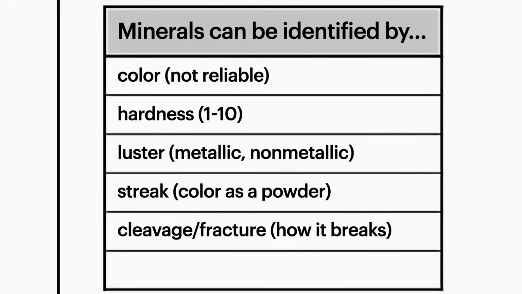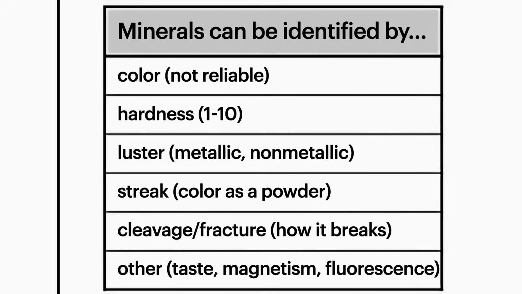Then we have cleavage and fracture, which in a very simple sense is how the mineral will break if you were to hit it with a hammer, for example. Minerals that display cleavage break in a predictable way. They might break into cubes or rhombi or thin sheets or something like that, as opposed to minerals that display fracture, which break randomly and unpredictably. Finally, I have kind of a catch-all, other. This includes things like taste and smell, which can be helpful in some cases, magnetism, fluorescence, refraction. There are a variety of these other characteristics that we can look at to identify minerals.